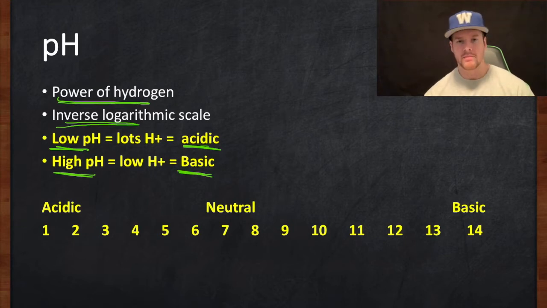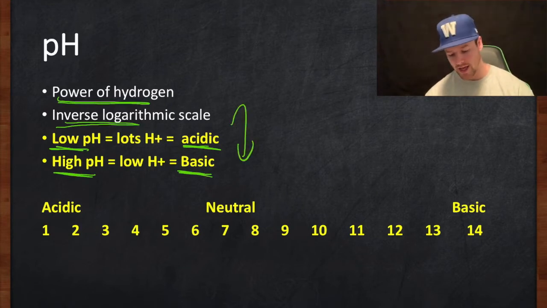Now the logarithmic part, you might have heard about it in math, but it basically means it's based off factors of 10. So a pH of 2 is 10 times different concentration than one of 3. So it goes up by factors of 10, but you won't get into any of those calculations till grade 11 and 12 chemistry. Now we can see here on the pH scale below, neutral is 7 in the middle.